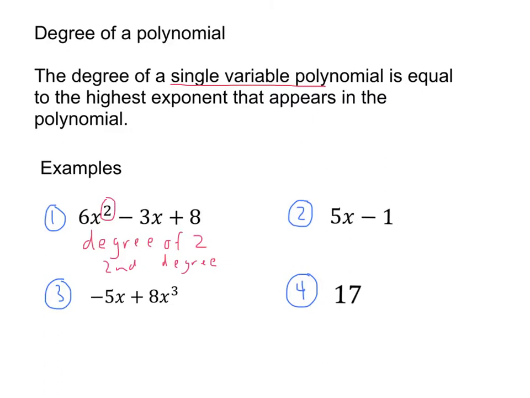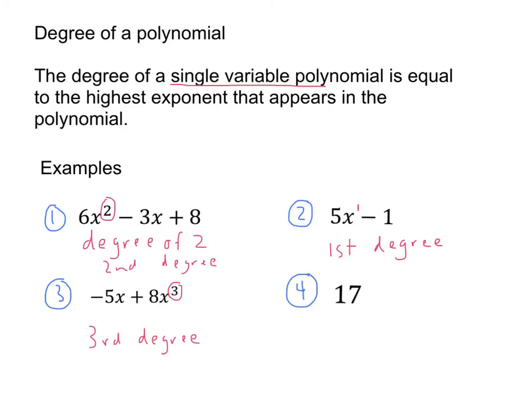Okay. All right. Number 2, 5x minus 1, right? This one, the highest exponent is a 1, right? Because it's x to the first power. So we would say this is a first degree polynomial. All right, the third one, what's the highest exponent? Well, that's the 3 here. So this is a third degree polynomial.